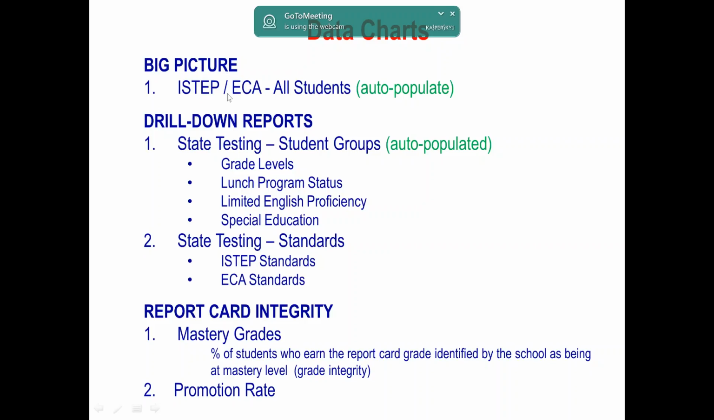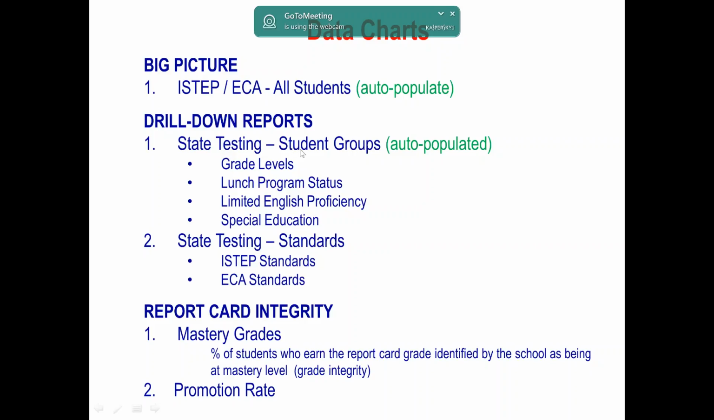Big picture data: the percentage of all students who pass I-STEP. In terms of school improvement data, that is pretty worthless data because it's so broad it doesn't focus anything that you do. Schools are asked by the state to have this big picture data, the percentage of all students who pass I-STEP math, because it gives a snapshot of the academic health of your school. So it's good data to have. It lets the State Department, your school board, and your parents know, in a general sense, the academic health of your school. But in terms of school improvement planning, this big picture data doesn't help a lot because it doesn't tell you where to focus. So after this big picture, we'll start to give you some drill down reports.